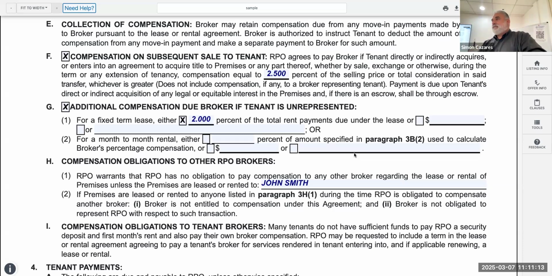Yes. After the lease is up, say after 1 year, they say, okay, we intend to sell. You get the 2.5%.